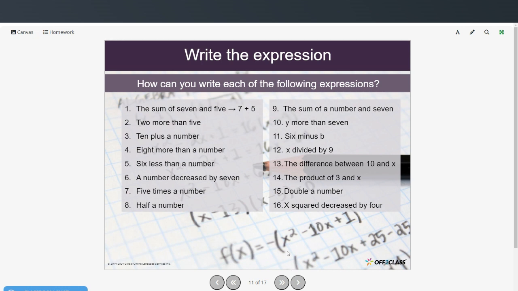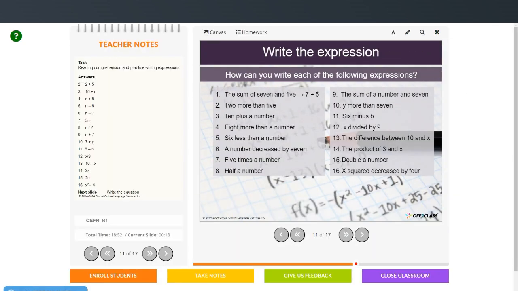Alright, so now practice writing each of the following expressions. You can try these on your own and then restart when you're ready to check your answers. Alright, so here are the answers. 2 more than 5 would be written as 2 plus 5. 10 plus a number would be 10 plus n. 8 more than a number would be n plus 8.